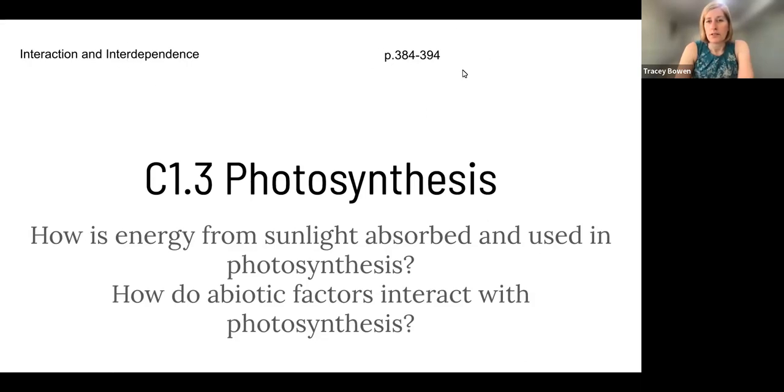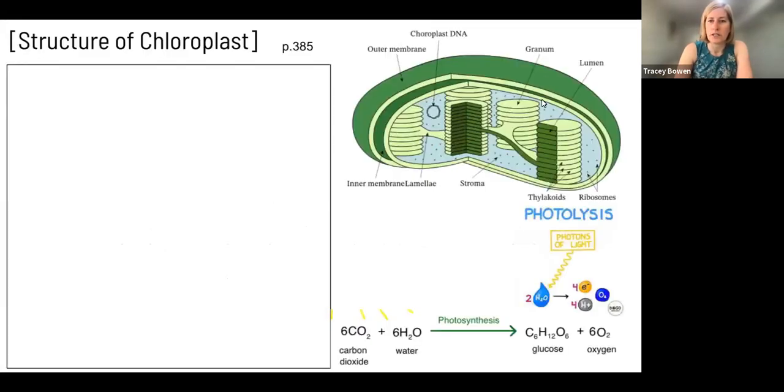We're going to be looking at page 384 to 394, and the questions we want to be thinking about are how is energy from sunlight absorbed and used in photosynthesis, and then also how do abiotic factors interact with photosynthesis.